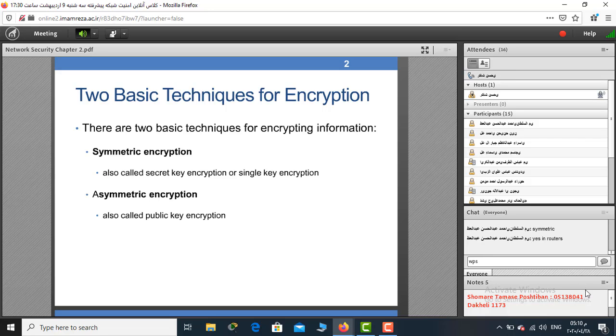But there are two basic techniques for encrypting information. Two main techniques, two main categories. So each encryption algorithm belongs to one of these two: either symmetric encryption or asymmetric encryption.